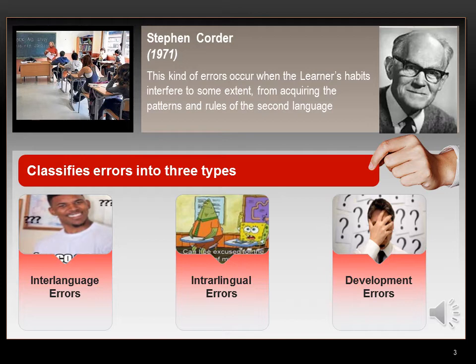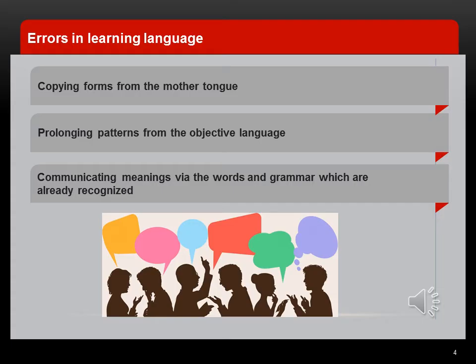According to some studies, the errors are classified into three types: interlingual errors, intralingual errors, and developmental errors. Now let us show you some errors in learning language.